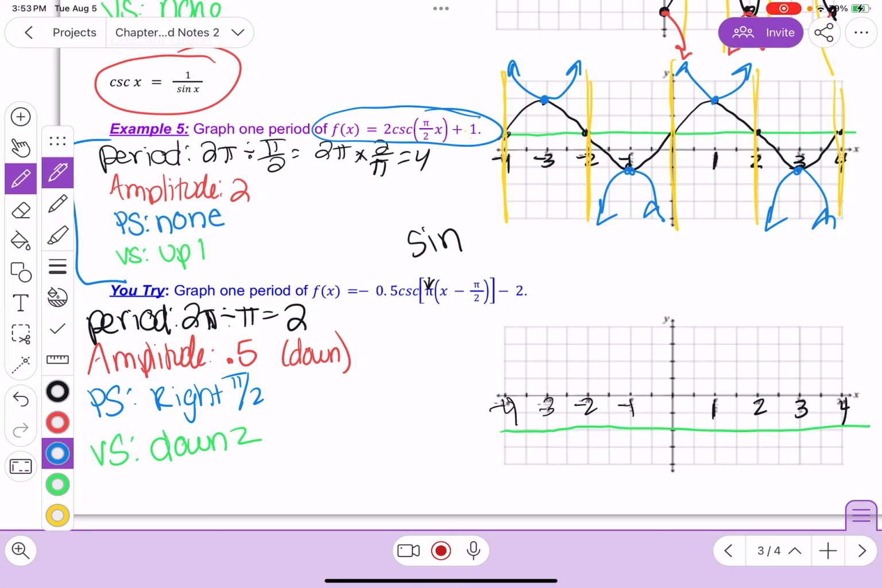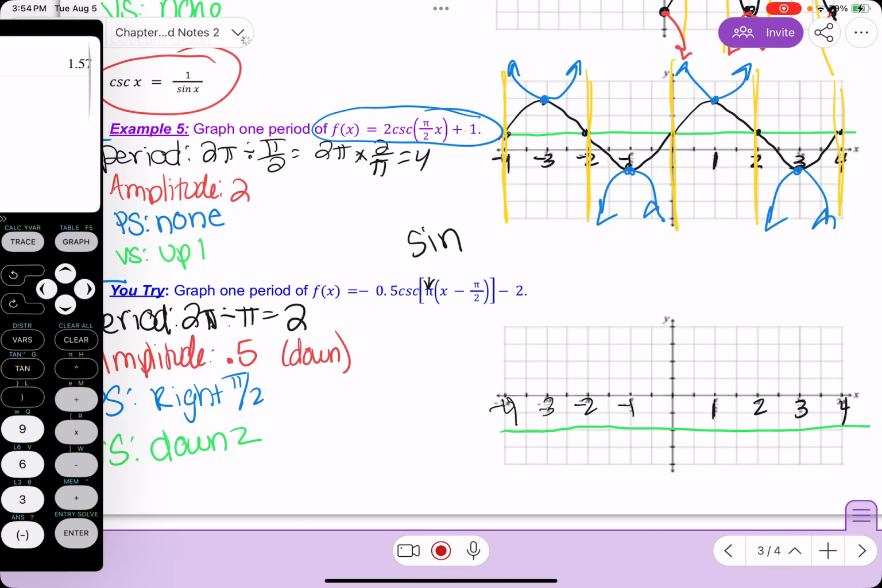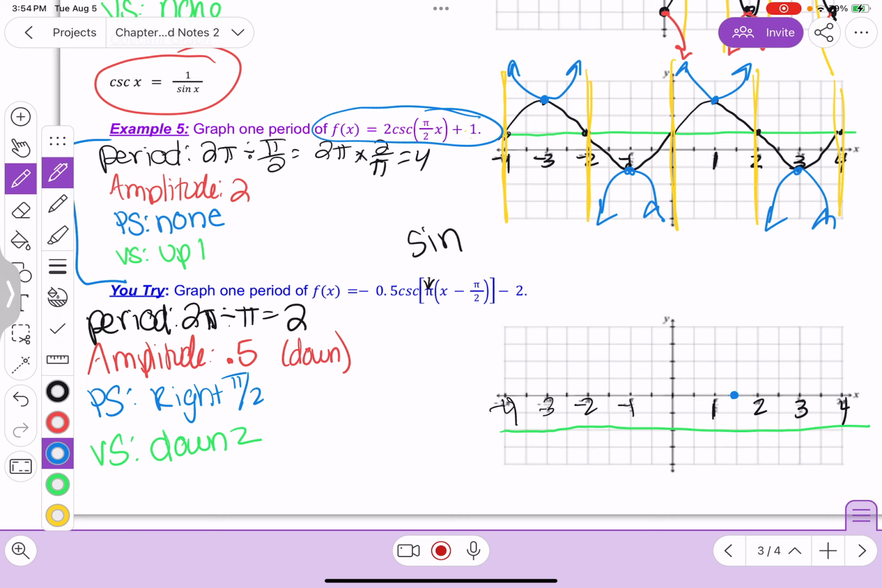We're shifting right, pi over 2. Pi over 2 is 90, or, well, okay. Pi is 3.14. Pi over 2, so we're going to start about here. 3.14 divided by 2 is 1.57. So 1.57, so we're going to start right here. And then we go a period of 2. So 1, 2. So that's our period of 2.